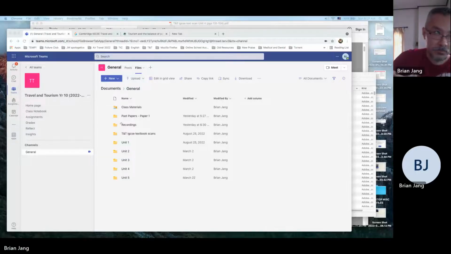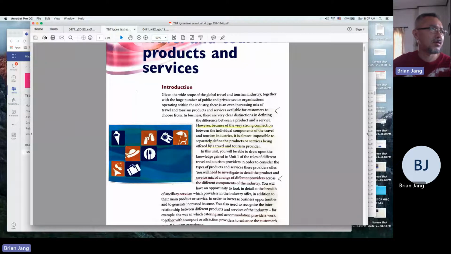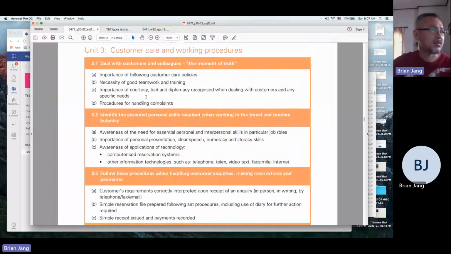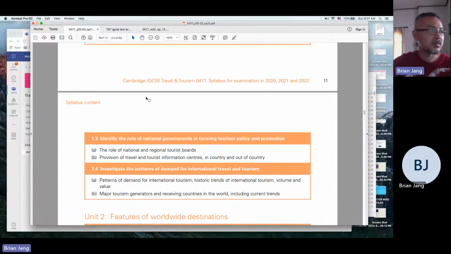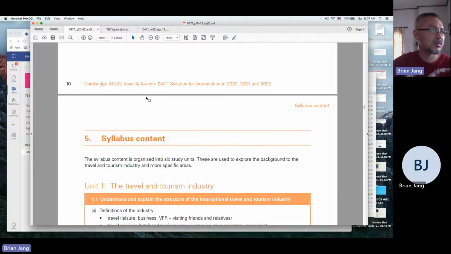Actually, I'm going to do this one, and then if this is helpful, then you guys can message me or tell me if you want me to do it for the other units. Basically, what I'm going to do, if you look on the screen, I'm going to follow the syllabus, that syllabus printout that I gave you guys in class.